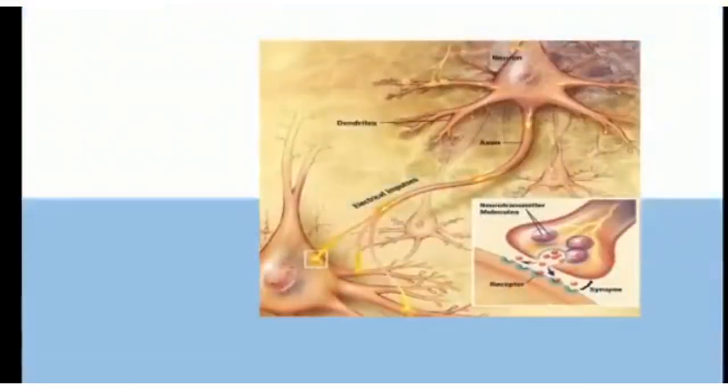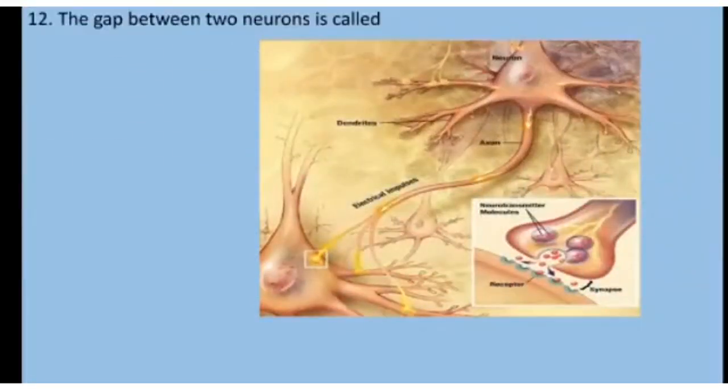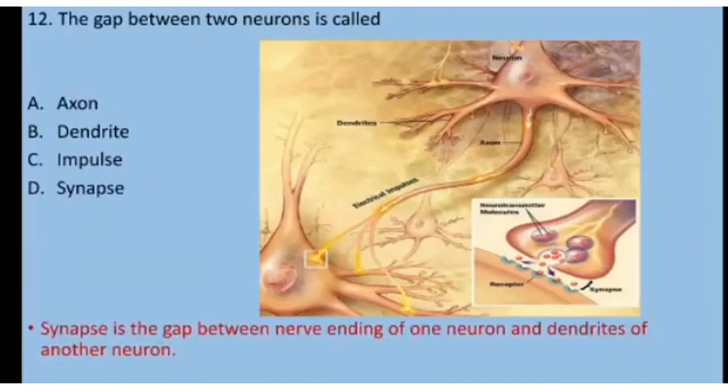So our next question. The gap between two neurons is called A, axon, B, dendrite, C, impulse, or D, synapse. Yes, you guessed it right. It's the synapse. So synapse is the gap between the nerve ending of one neuron and the dendrites of another neuron.